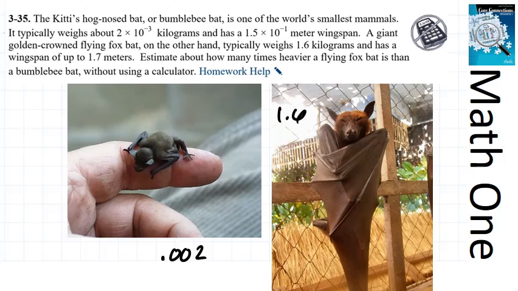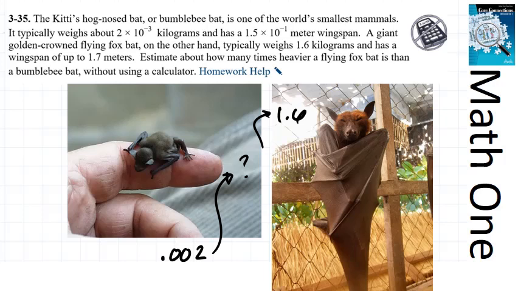So the question is, what do I multiply the 0.002 by in order to get this? It's saying, estimate how many times heavier a flying fox bat is than a bumblebee bat without using a calculator. So that's the thing. Let's not pick up our calculator. Just think about this and we'll be fine.